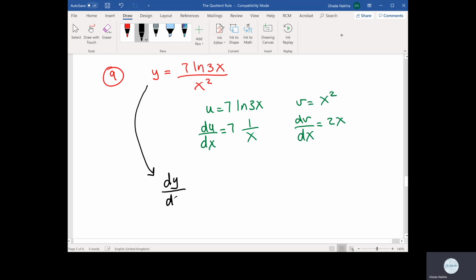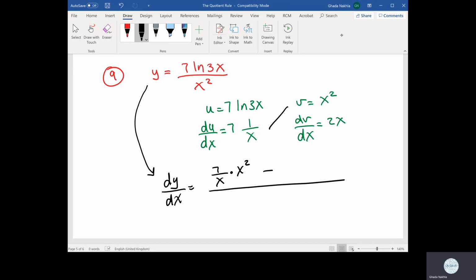Okay, let's apply the quotient rule. Substitute into the formula. It's always in the formula book. V times du by dx, so 7 over x multiplied by x squared minus u multiplied by dv by dx. So I'm going to go 2 times 7, which is 14x ln 3x, divided by v squared, which in this case is x squared all squared, so x to the 4. And you can simplify, obviously, this section and tidy it up if you want to.